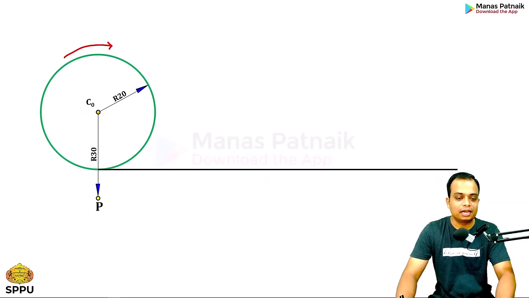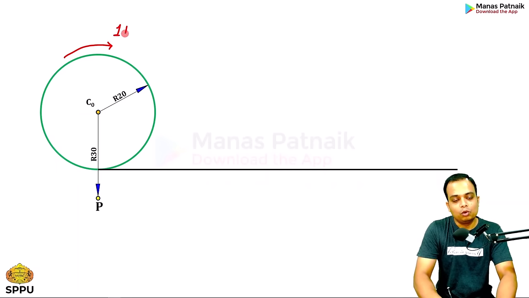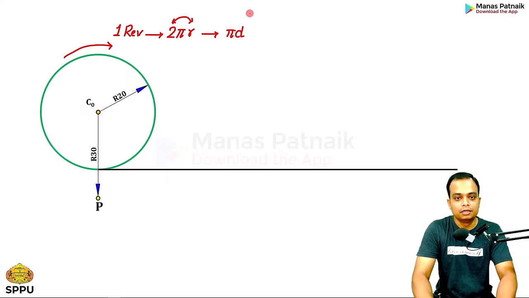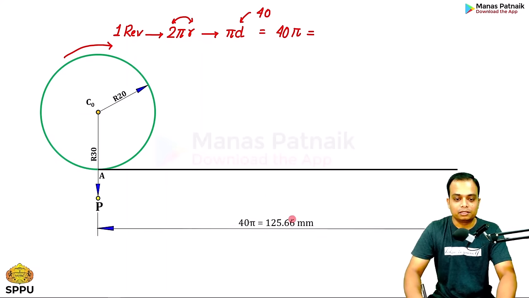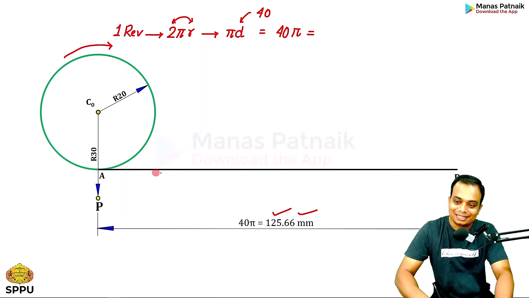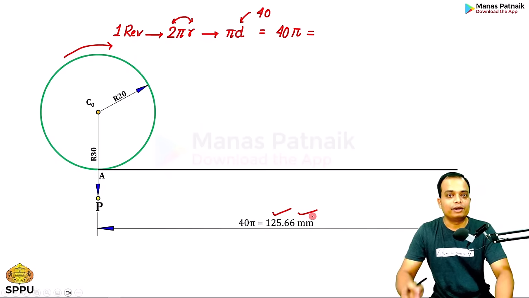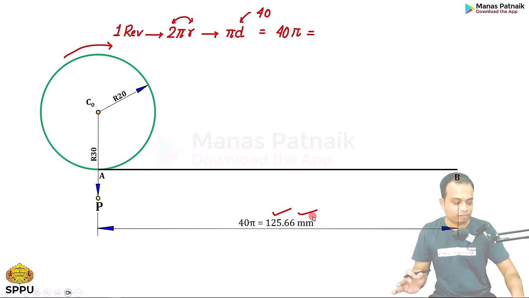Sir, what is the length of the line? Sir, we are actually going for one revolution. In one revolution, this distance is going to be equal to 2 pi r, or you can say 2 into r will make a diameter. You can also write it as pi into d. Sir, d happens to be 40. So this is going to be equal to 40 pi. So please do the math. This is going to work out as 125.66 millimeters. So this straight path will be equal to 125.66. Is this clear to everyone?